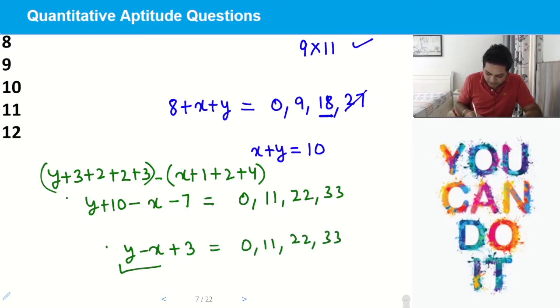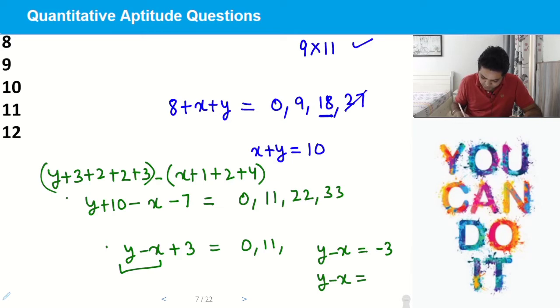Now the maximum value that y minus x can take is 9, where y is 9 and x is 0. So 9 plus 3 is 12. So we cannot take these two values. So it can be y minus x plus 3 equals either 0 or 11. That gives us y minus x equals minus 3, or y minus x is equal to 11 minus 3, that is 8. So these two possibilities are there.